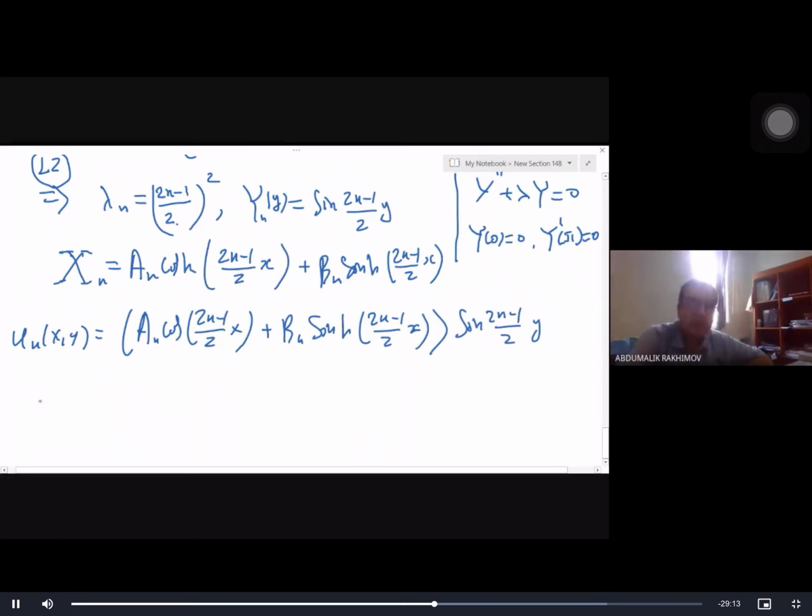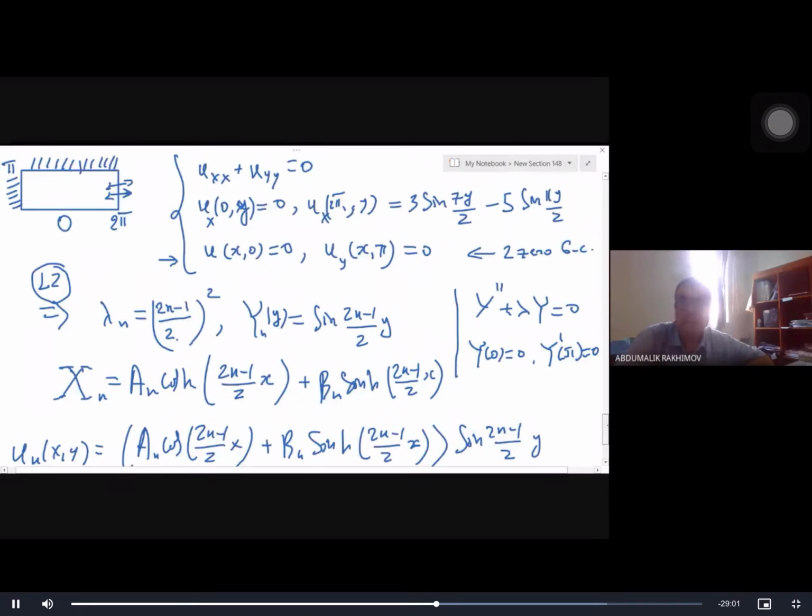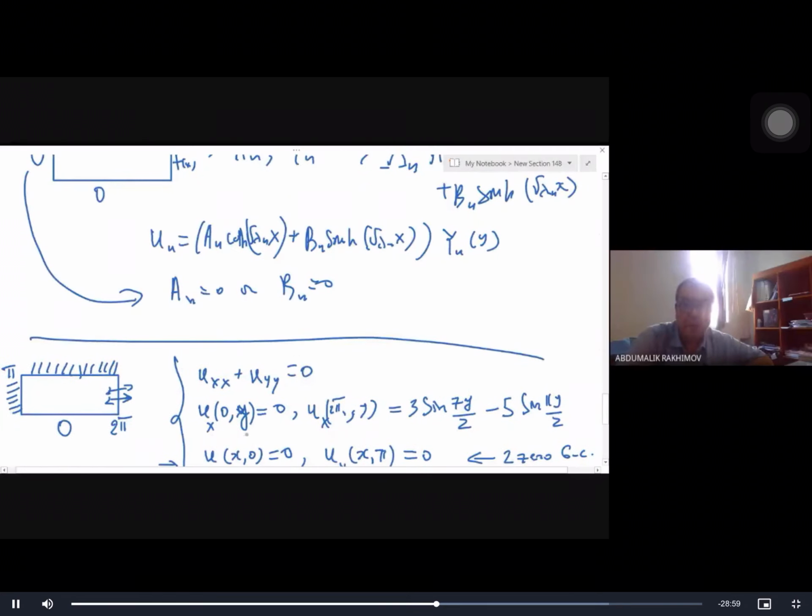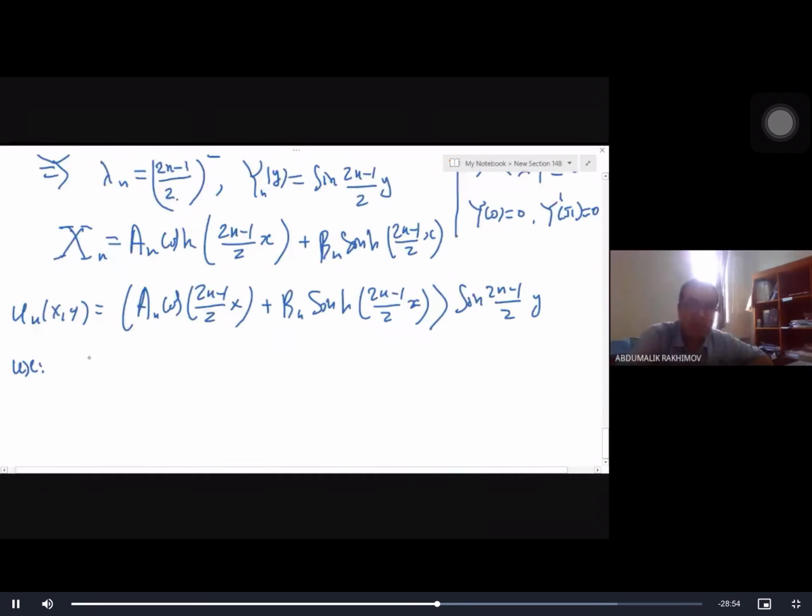So now all of them satisfy two zero boundary conditions, right? Now we use the last one, the last zero boundary condition. What is it? This one: ux at 0,y is equal to 0. How to use it for un? I need the partial derivative with respect to x of un, and then I can substitute x equals 0.